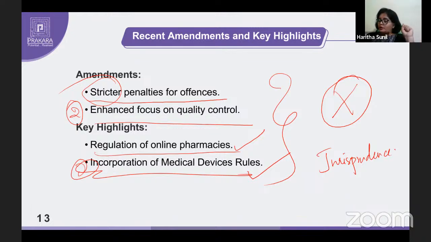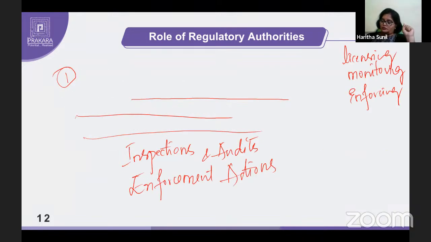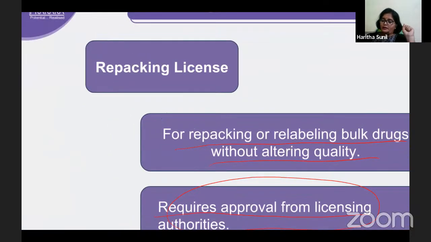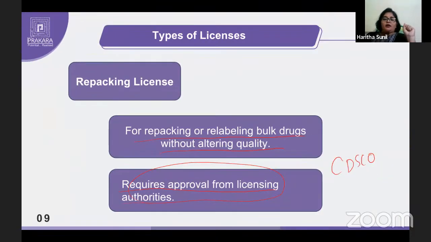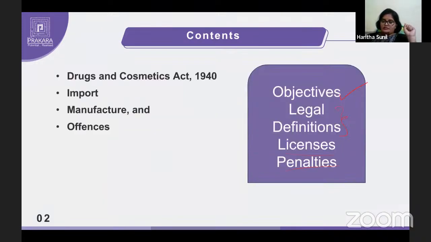Okay. I hope you all have understood today's topic, where we have seen all the related topics. And also we have discussed what the offenses are, what the penalties are, and what the definitions are. Okay, we have covered all these topics.